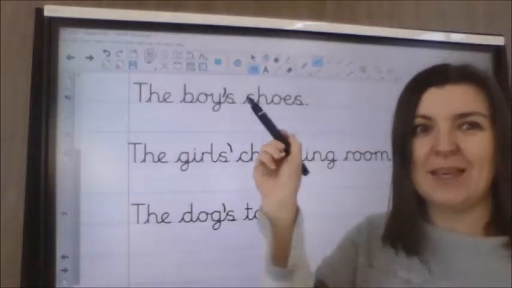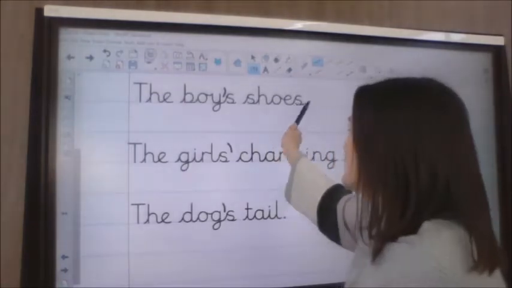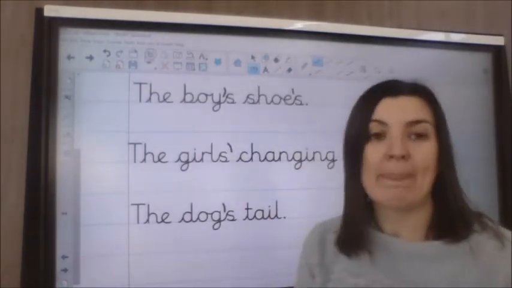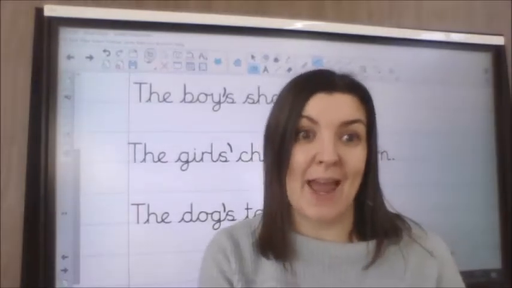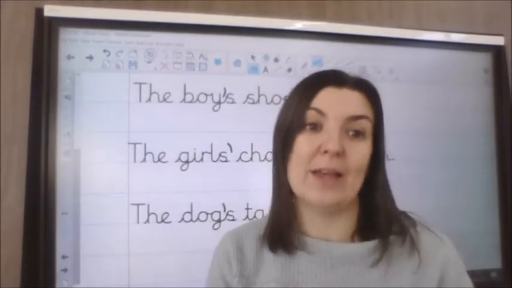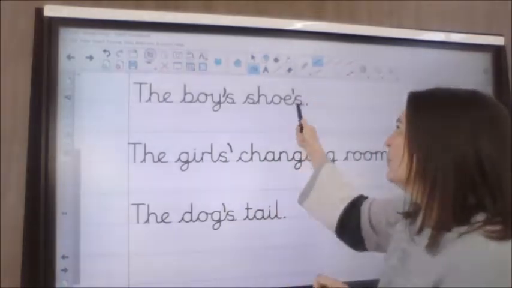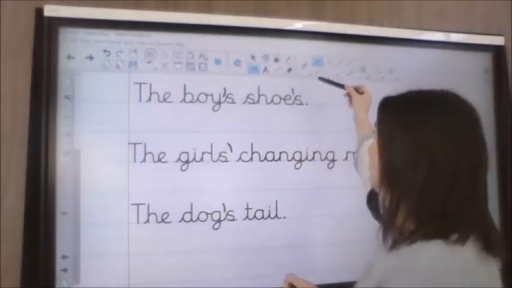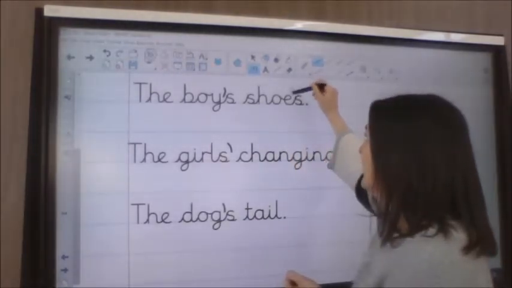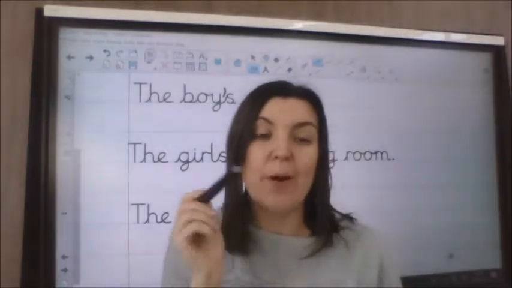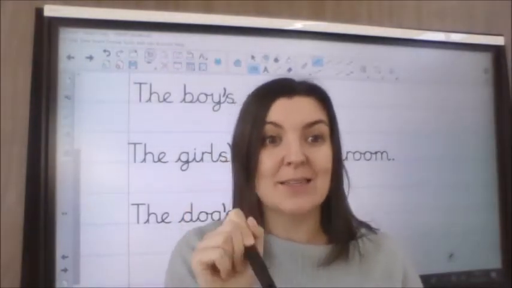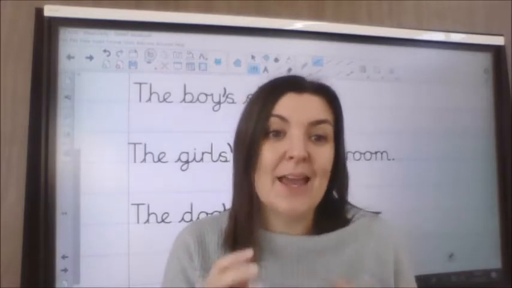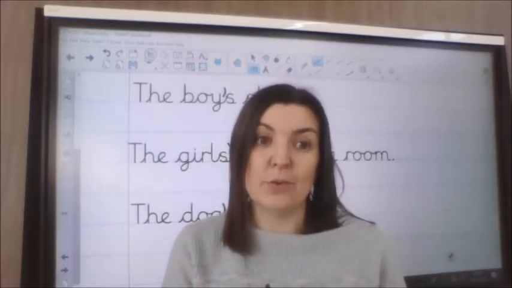Now, if I just go back to this example at the top, the boy's shoes, this word here, some people sometimes do this. They think just because a word ends in an S, it needs an apostrophe, and that's not always the case. This one is a plural. Nothing belongs here to the shoe, so it doesn't need an apostrophe. So just be careful that you're not putting apostrophes just because the word ends in an S. It's got to be for one of these reasons that we are discussing.